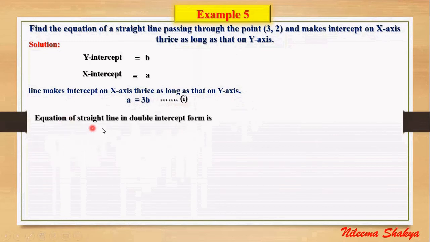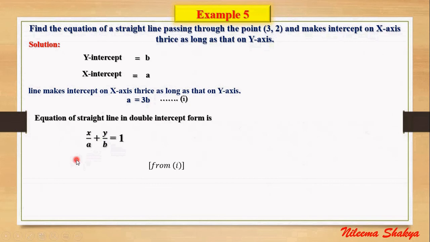Moving on, we know the equation of a straight line in double intercept form is x by a plus y by b equals 1. Now from equation 1, let's substitute the value for b. So we get x in the numerator, and for a we can substitute 3b from 1. So we have x by 3b plus y by b equals 1. In this step, everything is the same as the previous equation. Only a is replaced by 3b.